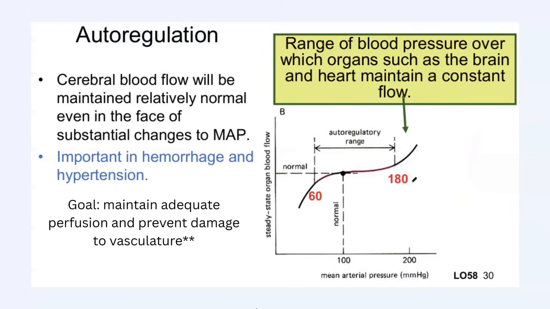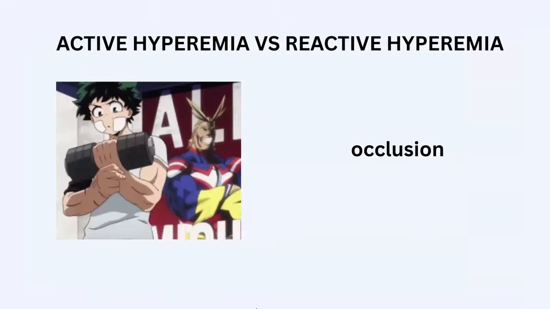Again, this is just autoregulation. So if the blood pressure is ranging from 180 to 60, the organs have this ability to regulate a constant flow towards themselves. And this is especially important in hemorrhage and hypertension. In hemorrhage, you have loss of blood. In hypertension, you have a lot of problems, basically. So autoregulation is very important here. And the goal is to maintain adequate perfusion and prevent damage to vasculature. Okay, this is just reading for you.